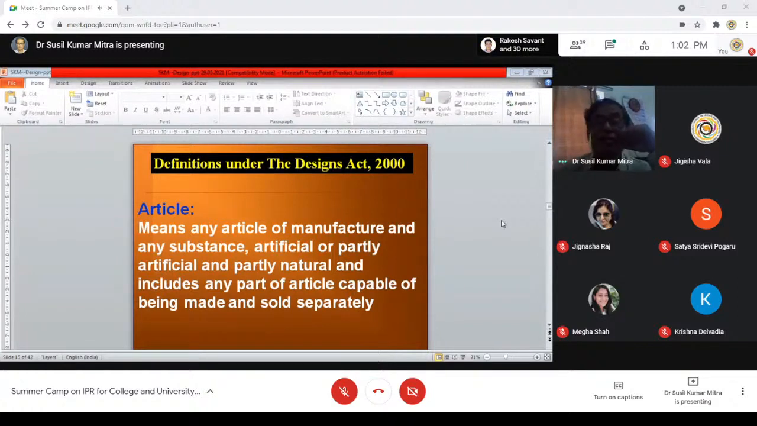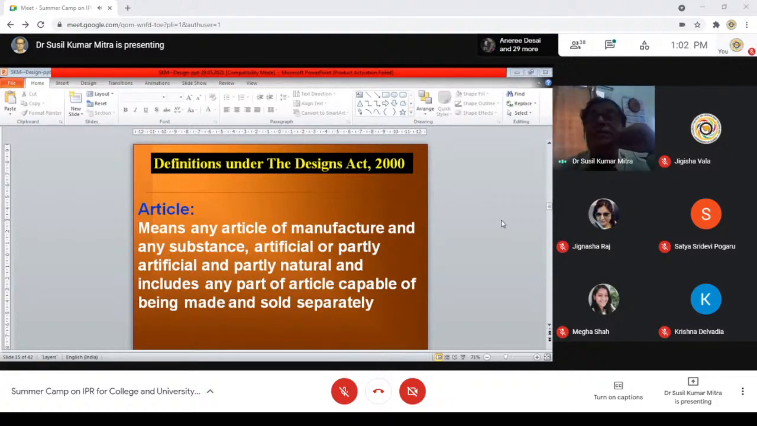So article means an article of manufacture, any substance, artificial or partly natural, and includes any part of an article capable of being made and sold separately. What do you mean by that? Say a bottle. A bottle has two parts, the bottom part where you are keeping water, and one PP cap to close the bottle so that water cannot be spilled. So if anyone manufactures the two things separately, the cap and the bottom part, then they can be registered separately. Otherwise, we will register only a bottle with cap.